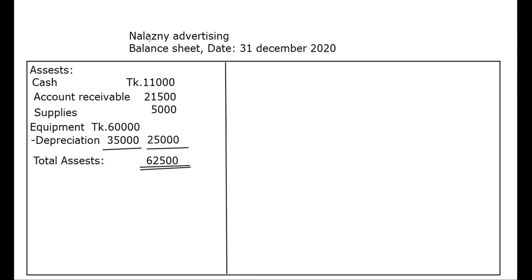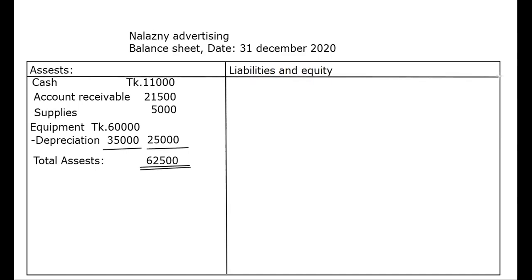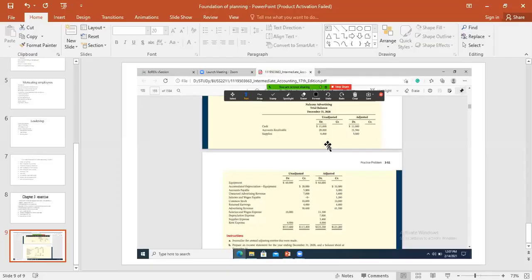Then liabilities and owner's equity, or equity. You can write in two sides, or you can also write below the asset, but as we have a space limitation below the asset, we can write our liabilities and equity on the right side of the asset. So in the slide, whatever we find in adjusting entries, after equipment, we have account payable. That should be your liability.